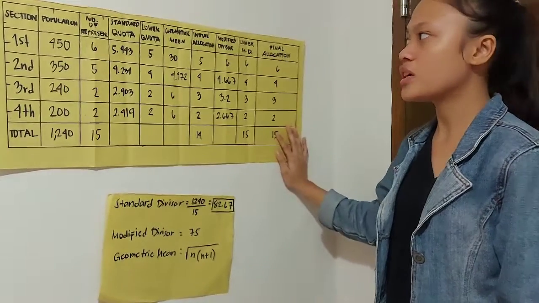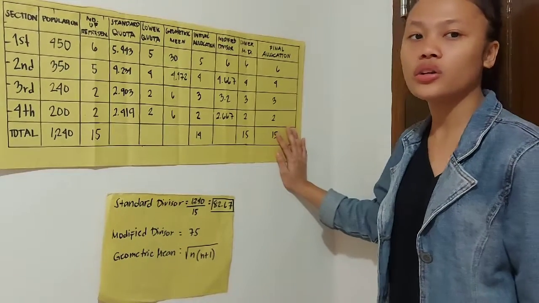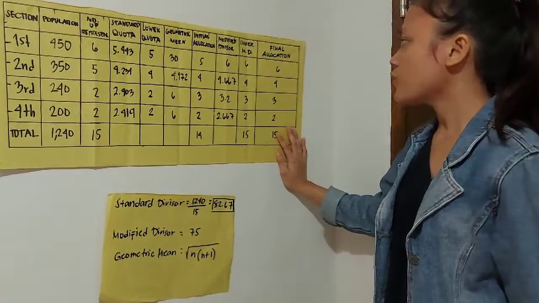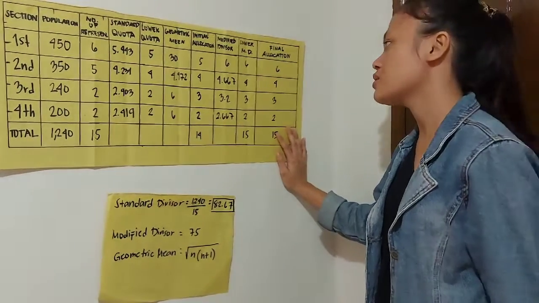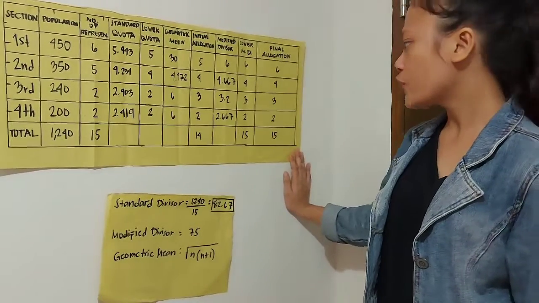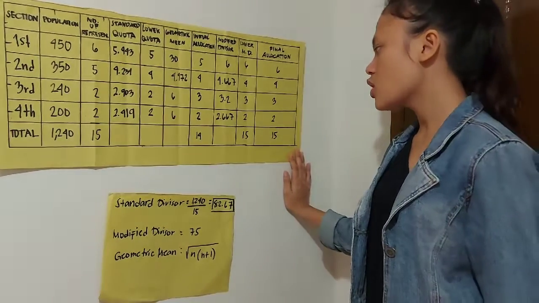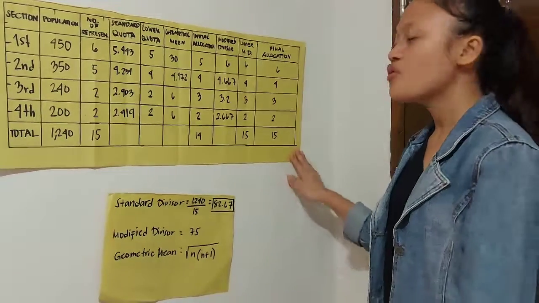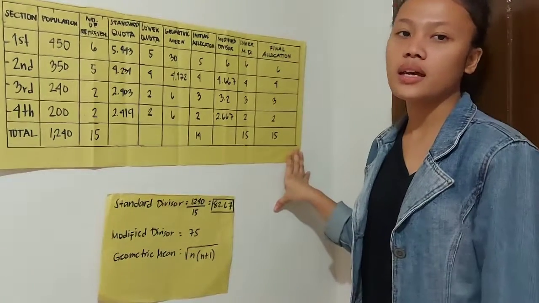Now the first section has 6 recruited individuals, the second section has 4, the third section has 3, and the fourth section has 2, equal to 15 recruited individuals.